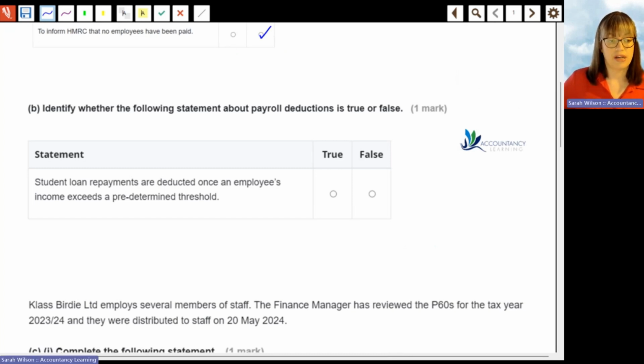Next then, identify whether the following statement about payroll deductions is true or false. Student loan repayments are deducted once an employee's income exceeds a predetermined threshold. So this is true. The government will set a salary threshold for when students have to start paying back their loans. And at the time of recording this video, that is £25,000 per year. So anyone that earns less than £25,000 will not be required to make any payments to their student loan.